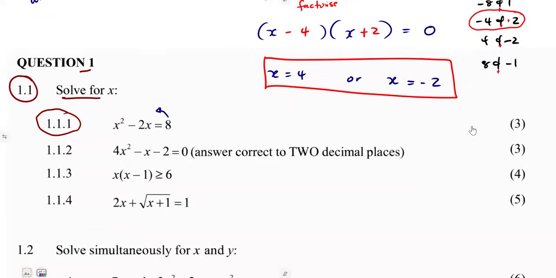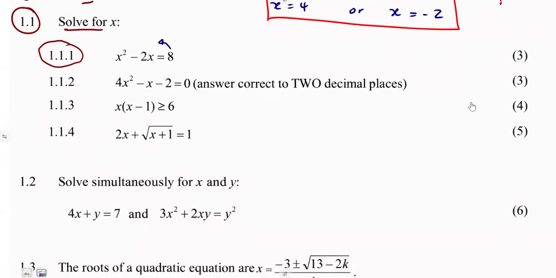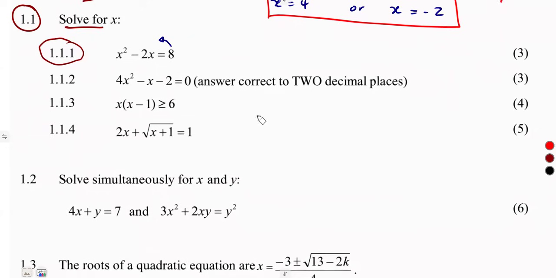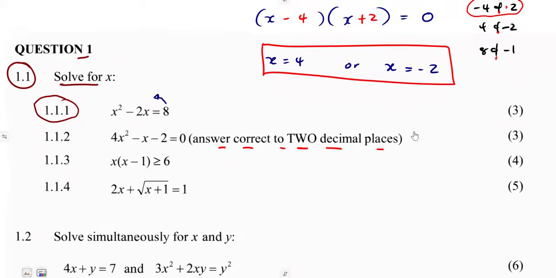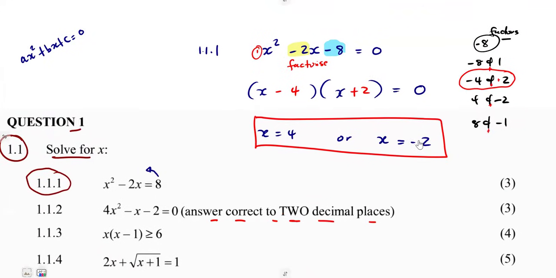So moving on, that's 1.1.2. We are asked again to solve for x, but we are told to give the answer correct to 2 decimal places, meaning to say our factorization this time is totally limited.